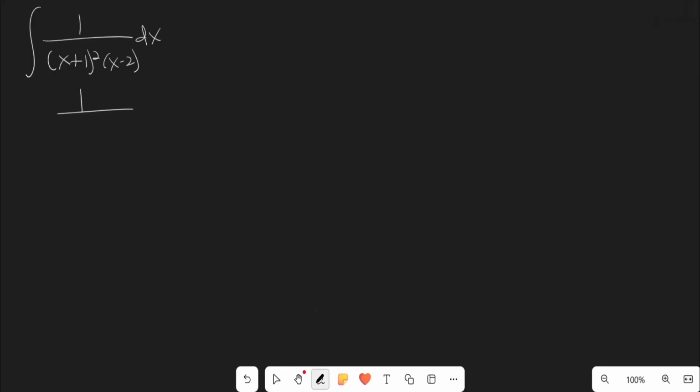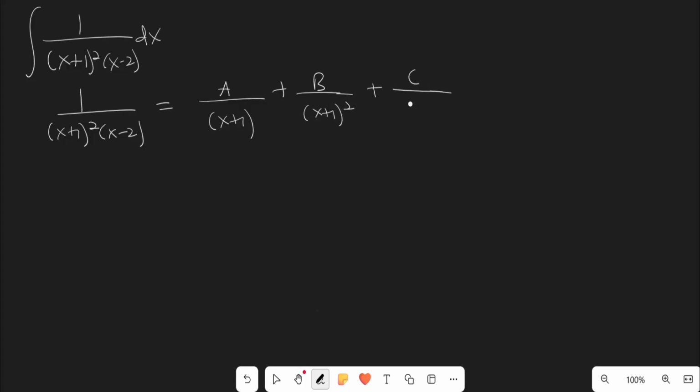So 1 all over (x plus 1) squared times (x minus 2) can be split into A all over the first factor, x plus 1, plus B all over the second factor, (x plus 1) squared, plus C all over the third factor, x minus 2. These are the three factors in this denominator. So the LCM is (x plus 1) squared times (x minus 2).